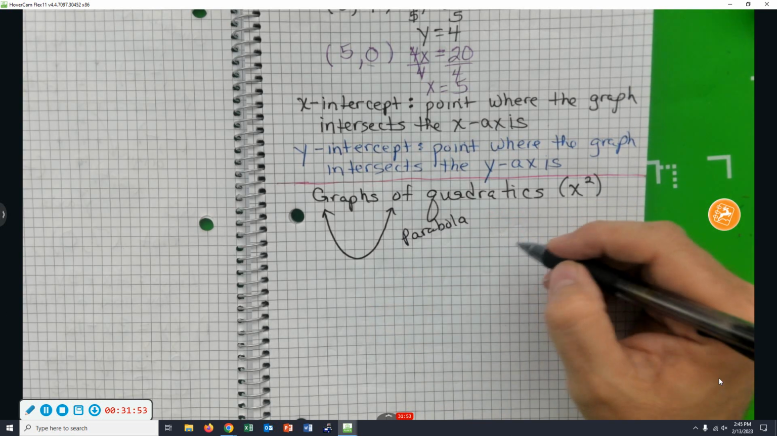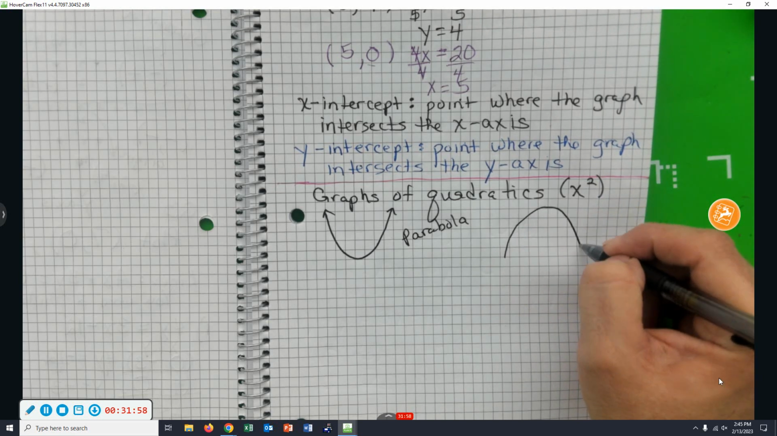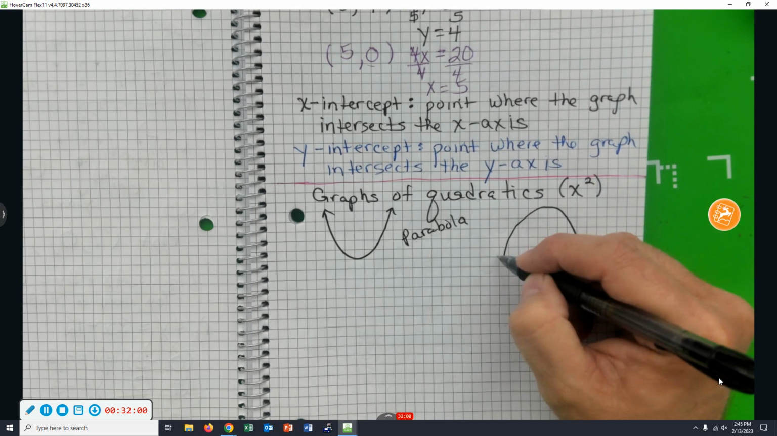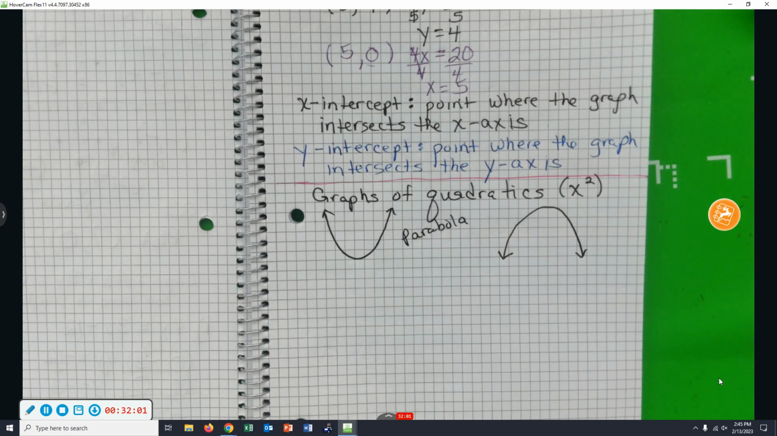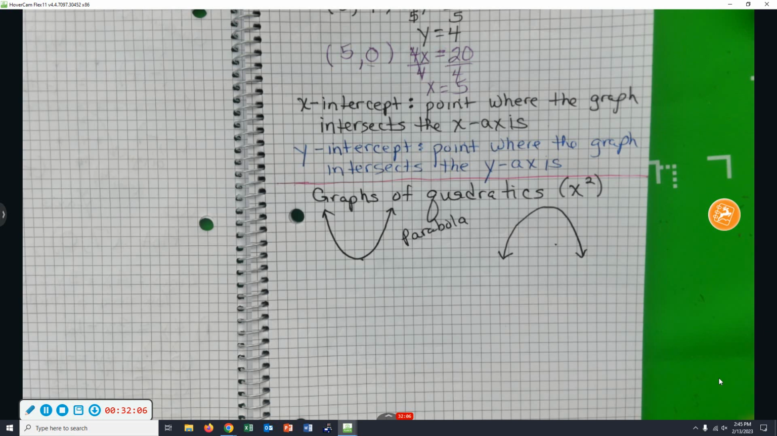Quadratics are U-shaped figures that open either upward or downward. They're both called parabolas. You may have heard the phrase a parabolic dish, a satellite dish or something.